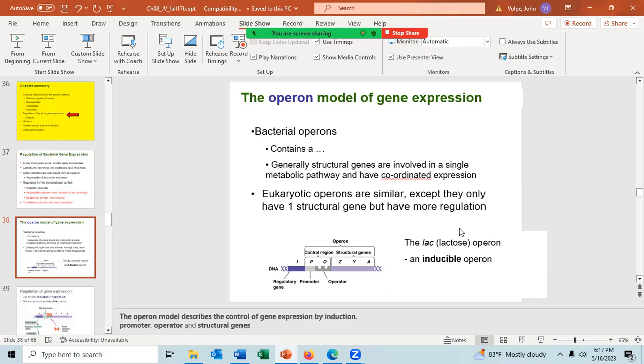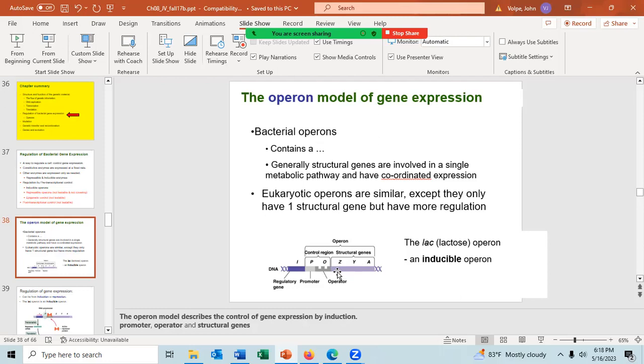We're going to talk about the operon model of gene expression. Bacterial operons are a region of the gene that encode for one or more structural genes. And a structural gene is normally what we're talking about when we talk about a gene. Like when we're talking about the gene encoding for the enzyme lactase, we're talking about a structural gene. When we're talking about the blue-eyed human gene, we're talking about a structural gene. An operon does include that structural gene. In prokaryotes, there may be more than one structural gene in the operon, but the operon also includes regions of DNA around the structural gene that control the expression of that structural gene.